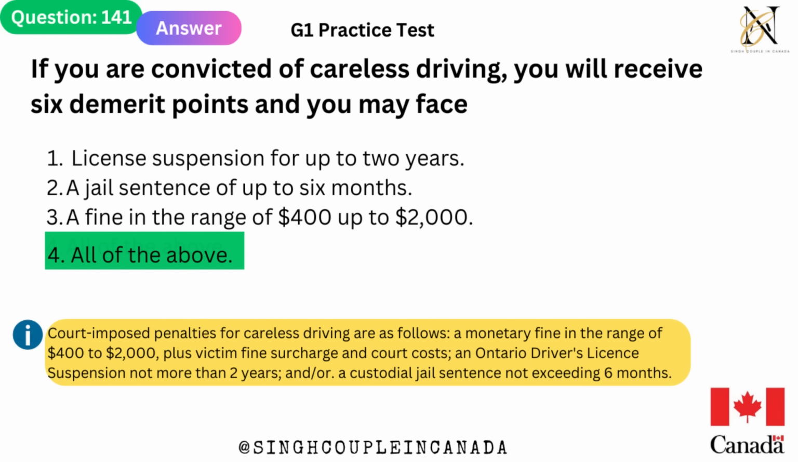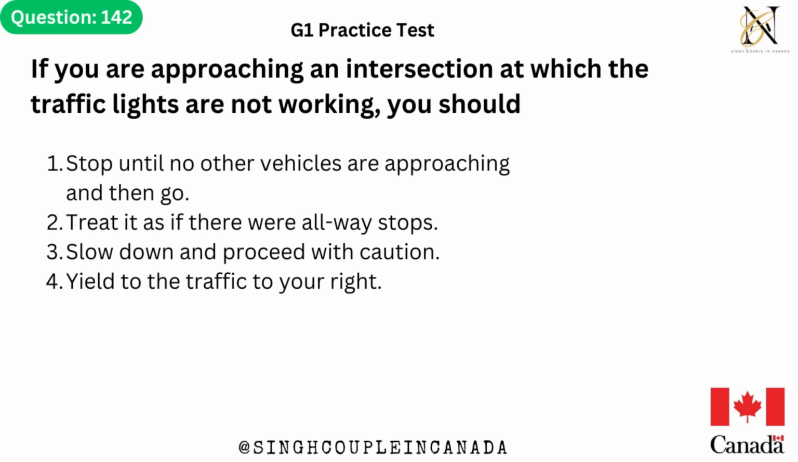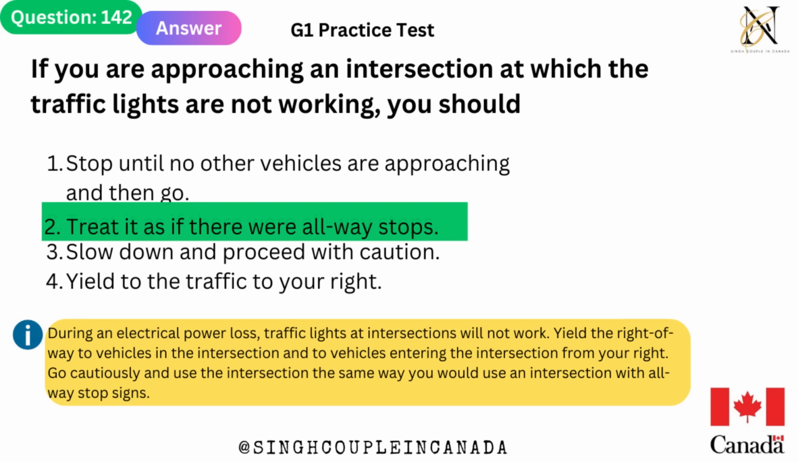Court-imposed penalties for careless driving are as follows: a monetary fine in the range of $400 to $2,000, plus victim fine surcharge and court costs, an Ontario driver's license suspension not more than 2 years, and/or a custodial jail sentence not exceeding 6 months. If you are approaching an intersection at which the traffic lights are not working, you should 1. Stop until no other vehicles are approaching and then go. 2. Treat it as if there were always stops. 3. Slow down and proceed with caution. 4. Yield to the traffic to your right. The answer is 2. Treat it as if there were always stops.